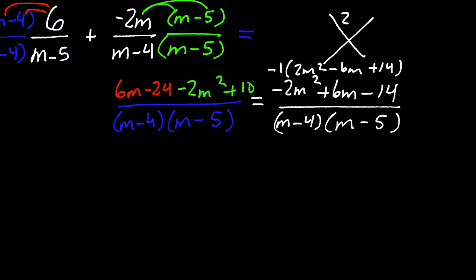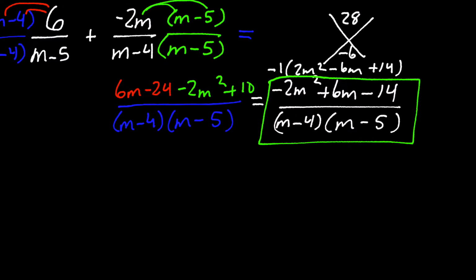So I'm going to have a positive 28 up top, a negative 6, and can we think of any whole numbers that multiply to 28 but add to 6? Multiplies to 28 and adds to 6. Well, you got 2 times 14, that's not going to work. You got 7 times 4, that's not going to work. So I'm going to say no. We cannot simplify this at all. So there is our final answer. Negative 2m squared plus 6m minus 14 all over m minus 4 times m minus 5.